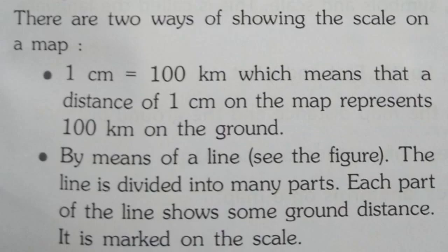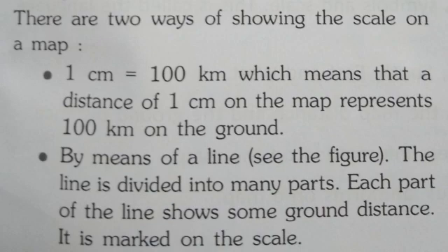1 centimeter is equal to 100 kilometers, which means that a distance of 1 centimeter on the map represents 100 kilometers on the ground. We can write it this way on a map so that it is clear that the actual distance of 100 kilometers, we have taken as 1 centimeter on the map.